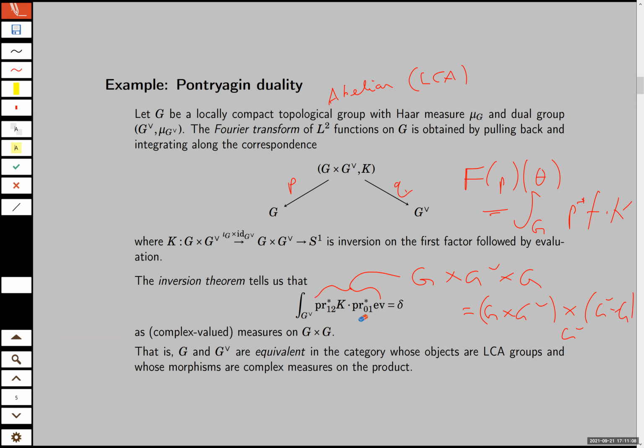So in other words, this is an equivalence. Well, we know it's an equivalence of the vector space of L2 functions, but it's already an equivalence in the category that comes before that, which is the category of locally compact topological abelian groups where the maps are complex valued measures on the product. I don't promise I've got all of the analytical subtleties right in this example, but this can be got right, and this is what it looks like.